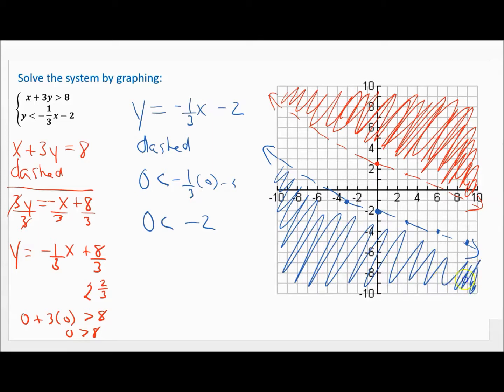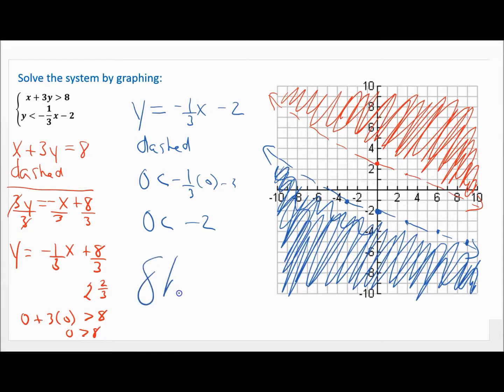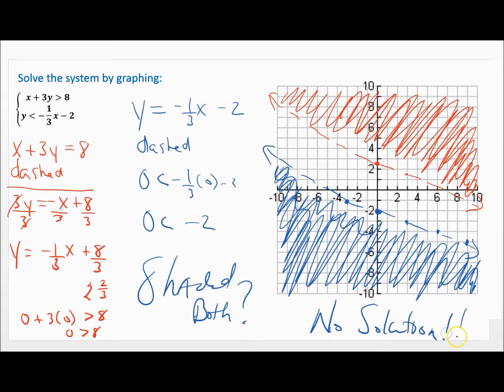Alright, now remind me, what's the answer? The answer is what's shaded both colors. Is anything shaded both colors? Ah, you know what? There's no solution to this problem. No solution at all. There are no ordered pairs, which means a point in the xy axis, that is shaded both red and blue. So there is no solution to the system. If you were typing that in, it would be just a big old empty set.